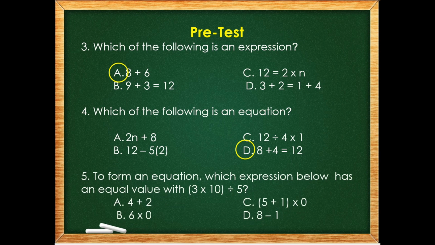Number 5. To form an equation, which expression below has an equal value with 3 times 10 divided by 5? A. 4 plus 2. B. 6 times 0. C. Quantity 5 plus 1 times 0. Or D. 8 minus 1. Yes, the correct answer is letter A, 4 plus 2.